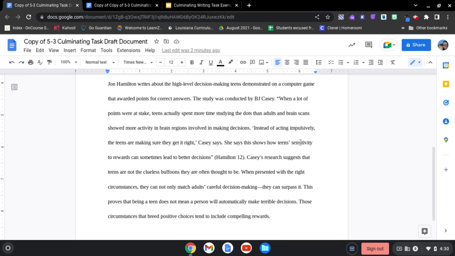Casey's research suggests that teens are not the clueless buffoons they are often thought to be. When presented with the right circumstances, they can not only match adults' careful decision-making, they can surpass it. This proves that being a teen does not mean a person will automatically make terrible decisions. Those circumstances that breed positive choices tend to include compelling rewards. So I'm going to flash up on the screen the paragraph for you to type. Now it's single-spaced as it is written, but as you type it into your draft document, that will make it double-spaced.